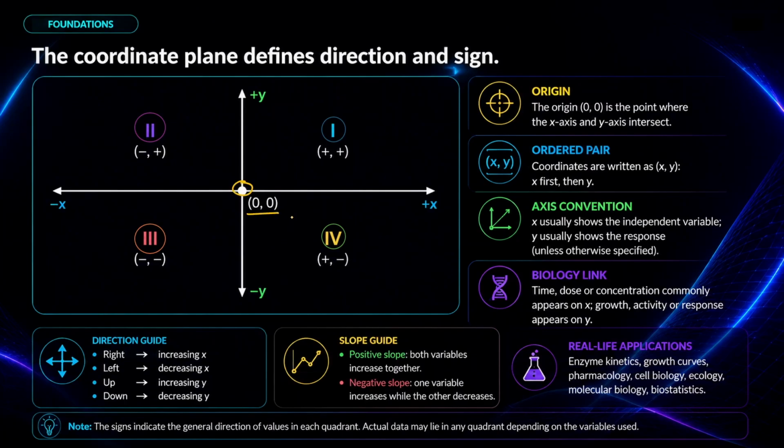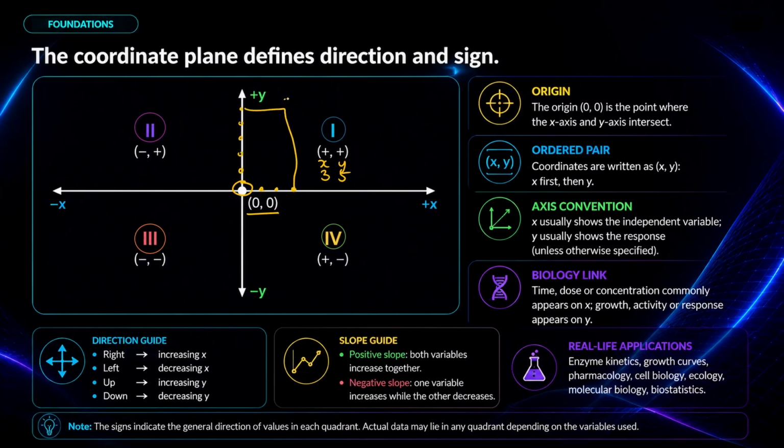Every point on a graph is measured from this origin. Coordinates are always written as an ordered pair, which means x comes first and y comes second. So if a point is written as 3, 5, it means move 3 units along the x axis first, then 5 units up the y axis.